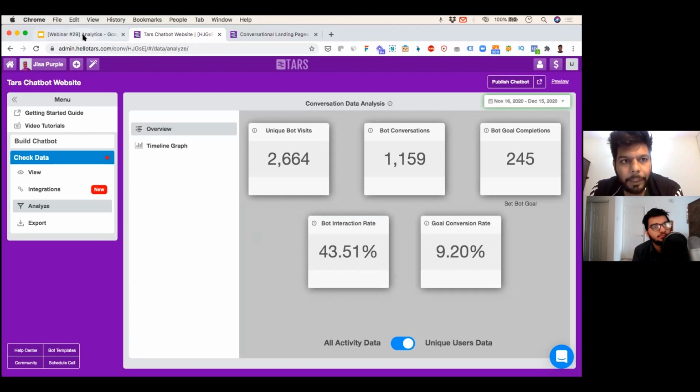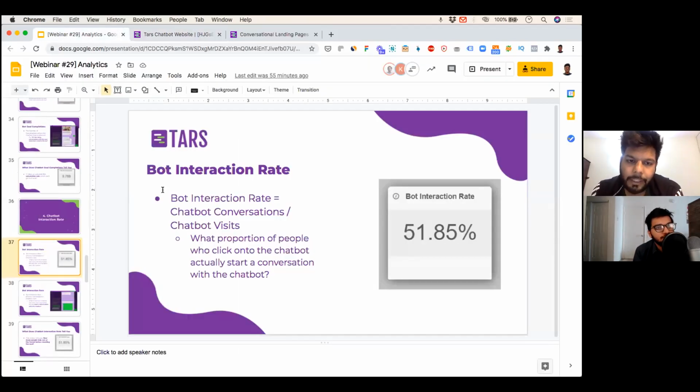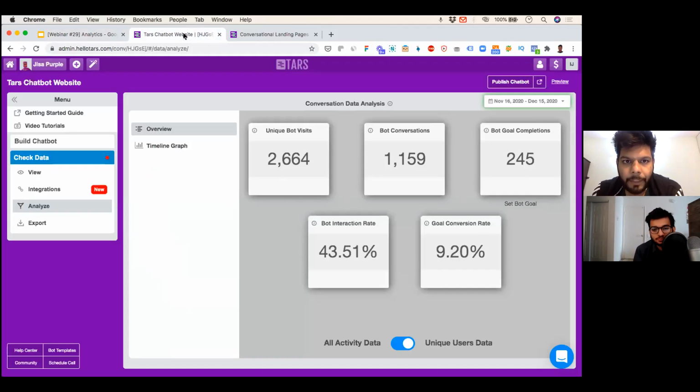And I'll take some examples and anecdotes as to why I'm saying this. But going back, interaction rate basically means how many people are starting a conversation with the bot divided by the number of chatbot visits. So if 2664 people visited the bot in the last whatever days, and approximately 1200 people started the conversation, the number is about 45%, right? This number divided by this number gives you the interaction rate.